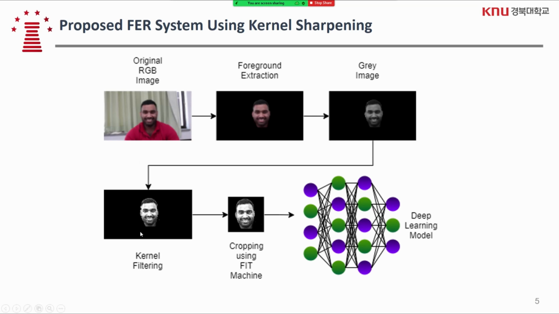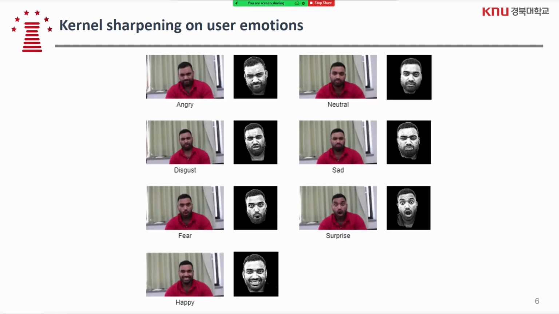And next we introduce the kernel filtering. Basically, the kernel filtering enhances the edges and adds some contrast to the image, and keeps only the information required for our emotion recognition. After kernel filtering, we use our fit machine for cropping and resizing the image. The fit machine is our previously proposed system, and we apply this image dataset to our deep learning model, and the model classifies the user emotions.